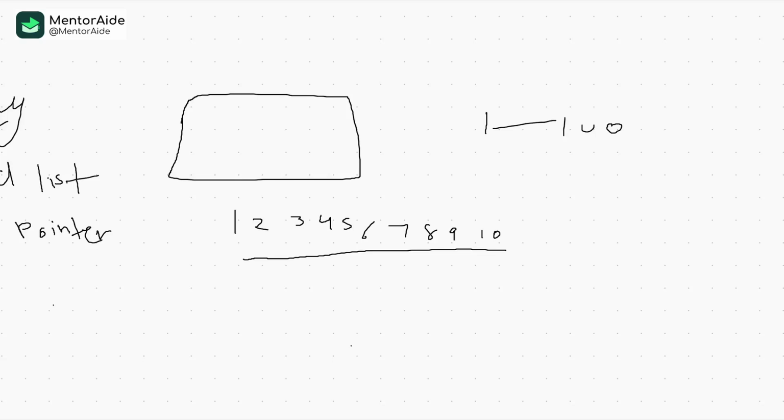Let's say one student has marks of 10 and another student has, let's say, marks of 10.5. Now, can you store this data into an array of integers? No.